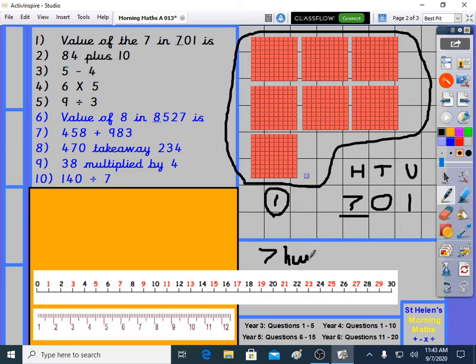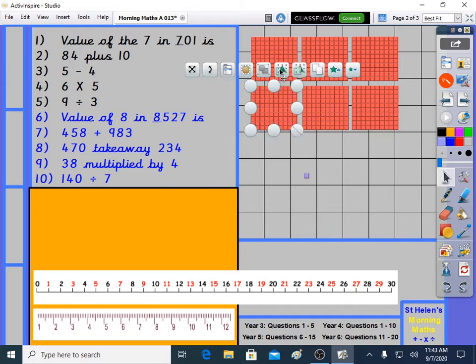This is how we spell hundreds. Now we've done this quite a few times. Hopefully most of you can spell hundreds now. If not, just keep copying it. 7 hundreds. In digits, 7, 0, 0. There's our answer to question 1. Let's move on to question 2.